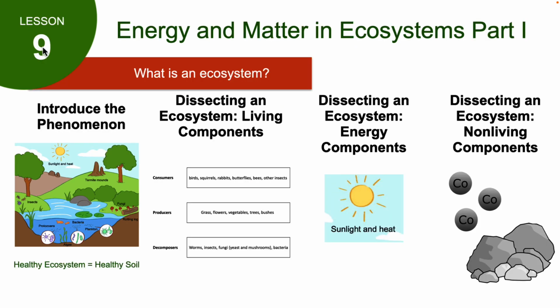In Lesson 9, students first ensure that their worms are taken care of, and then they consider our assertion that a healthy ecosystem equals healthy soil. Today is all about the question, what is an ecosystem? They dissect ecosystems into living, non-living, and energy components. We use a familiar park ecosystem as our example, and students discuss the living components, and they learn to categorize the living components into the levels of consumers, producers, and decomposers. Next, students discuss the energy exchanges in the ecosystem, with an ultimate connection to the sun's input. Then they consider the non-living components. Next lesson, they'll put these components together in an ecosystem model.